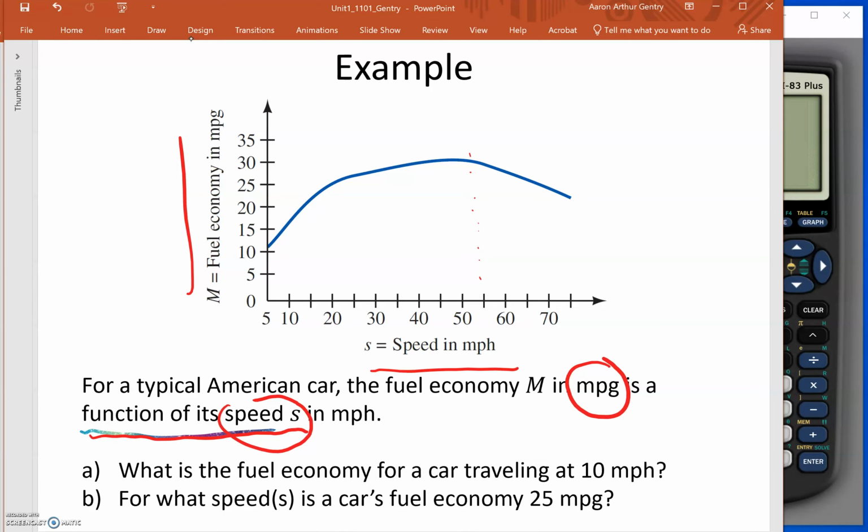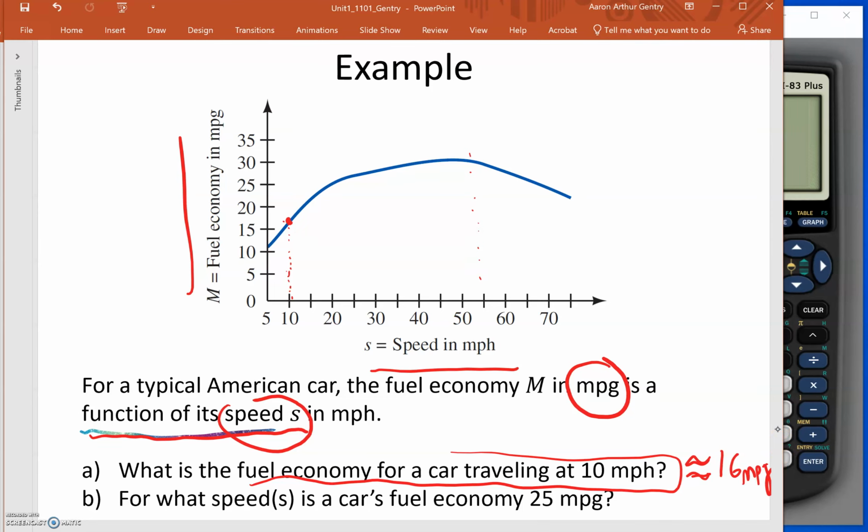Okay, so what is the fuel economy for a car traveling at 10 miles per hour? So 10 miles per hour is an input, so here's our input. And my fuel economy, it looks like it's about right there. So let's say it's like 16, approximately 16 mpg.